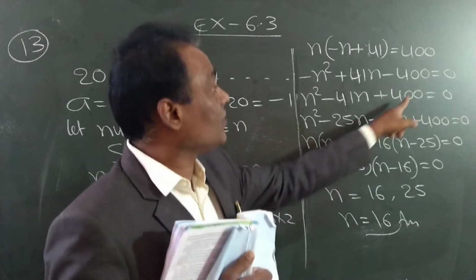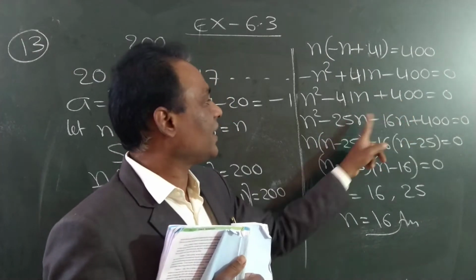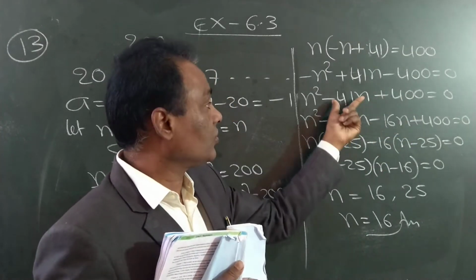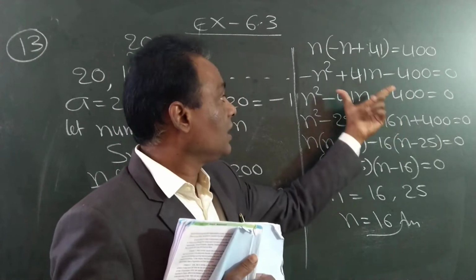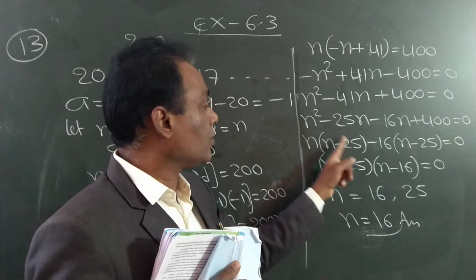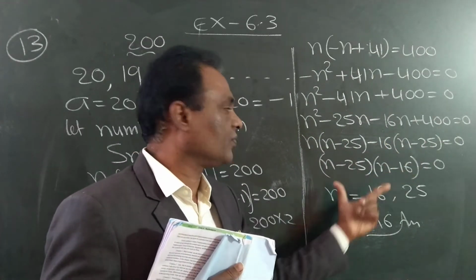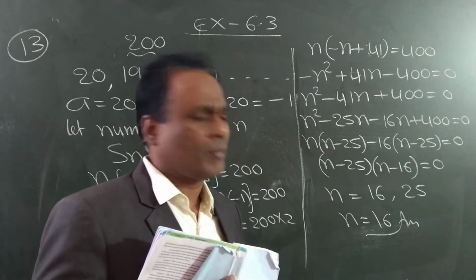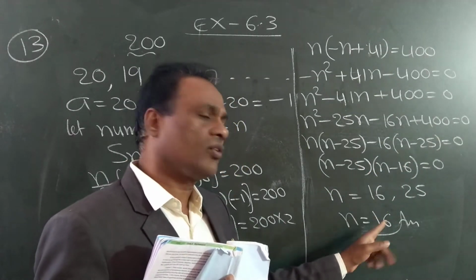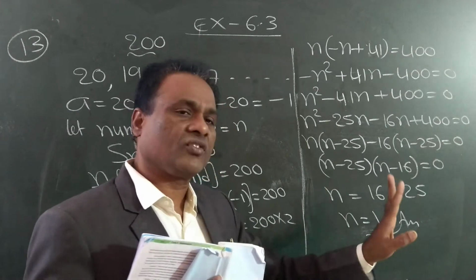25 into 16 is 400. Like that we have to split this into two numbers. Sum should be this, product should be this. Like that in the first two, n common, n minus 25, minus 16 and minus 25. Generally, both answers will be correct everywhere, but in this case we take only the starting answer. So n is equal to 16.